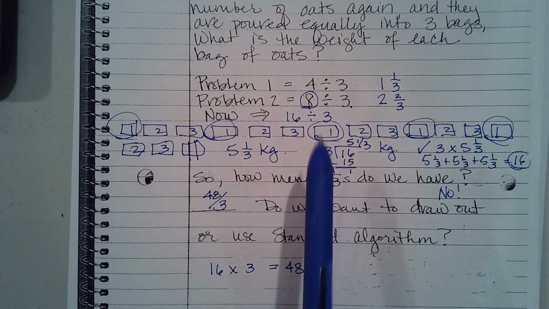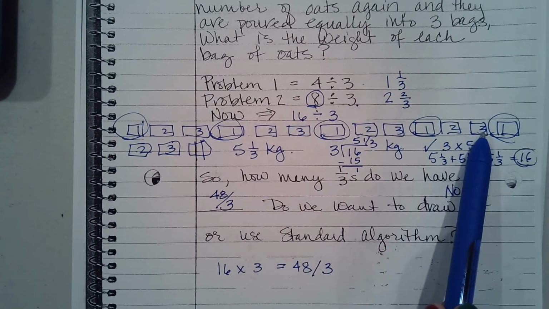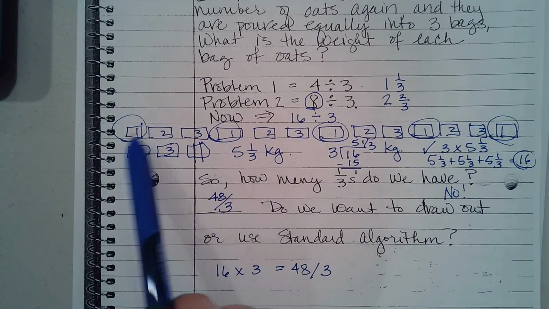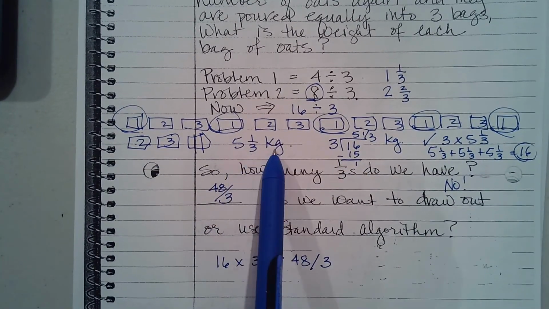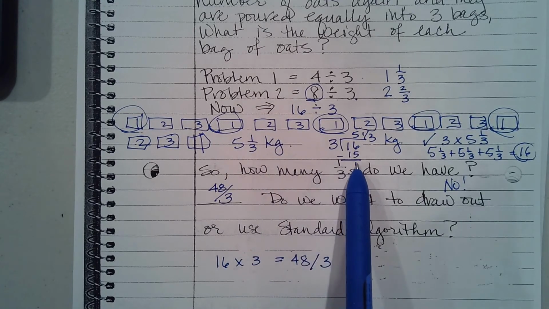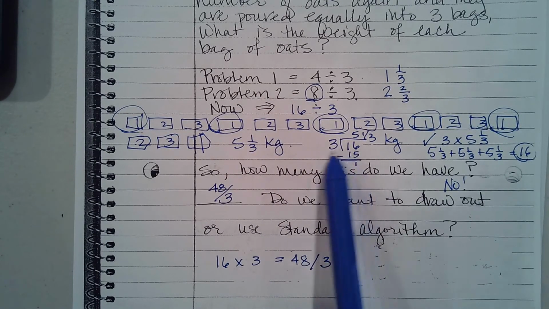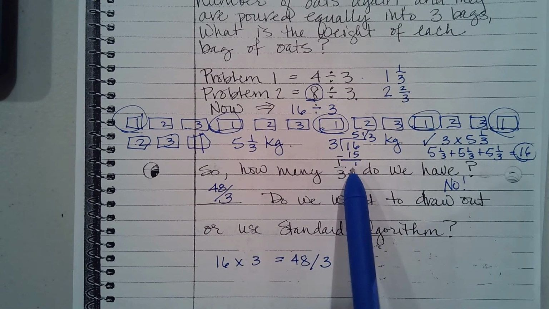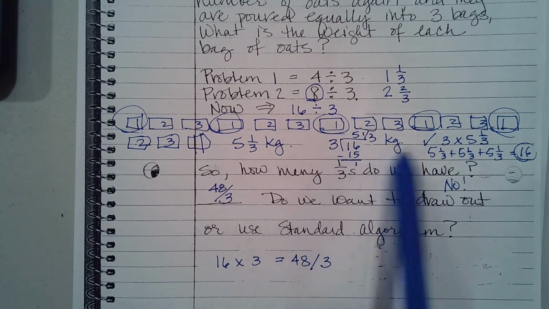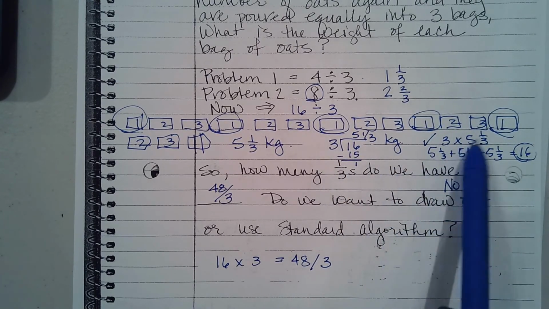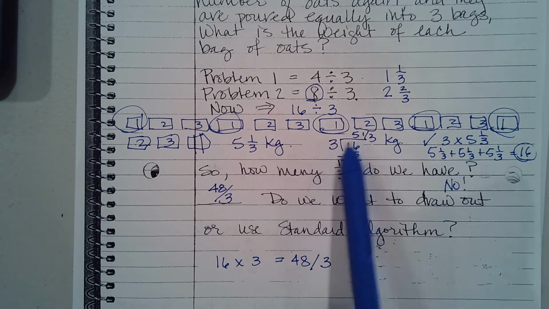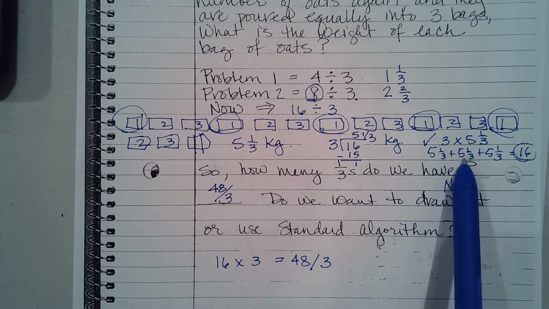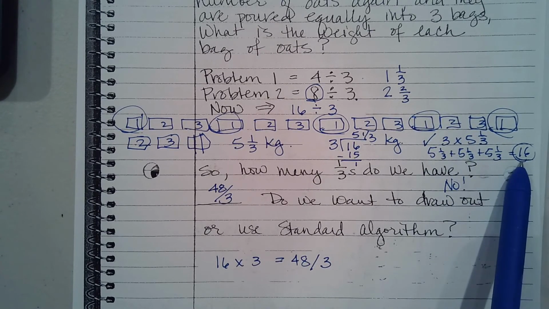Okay, so I drew it out this way. I drew out my 16. I divided them up. I passed them out, and I ended up with 5 1/3 kilograms. Then I came over here and I used the division standard form, and got 5 1/3. Then I came over here and checked 3 times 5 1/3, because remember, you multiply this way here in order to check. 5 1/3 plus 5 1/3 plus 5 1/3 is 16.